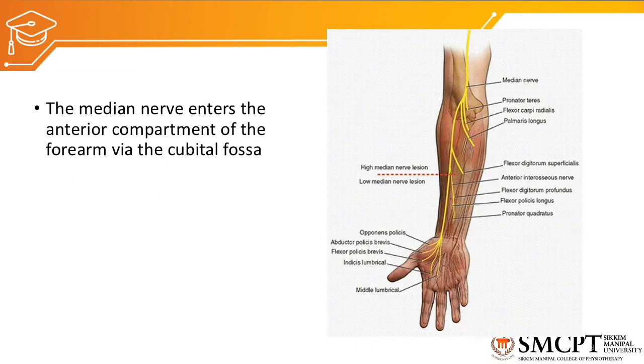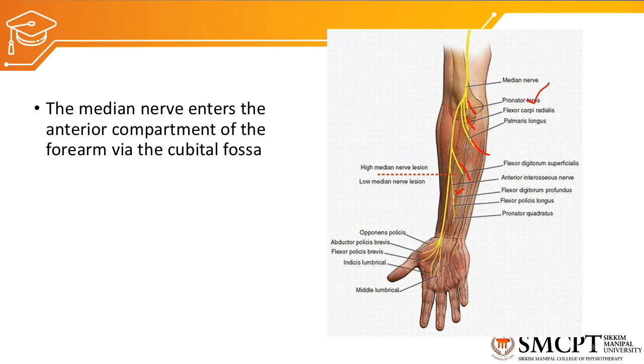From the cubital fossa, it branches and gives the supply to the pronator teres muscle, which is the muscle of the flexor compartment of the forearm. It also branches in the cubital fossa to give to flexor carpi radialis and also the palmaris longus. Then it travels downward and enters the anterior compartment of the forearm. Here it gives supply to the flexor digitorum superficialis, and then it branches into the anterior interosseous nerve, and then it continues towards the wrist.